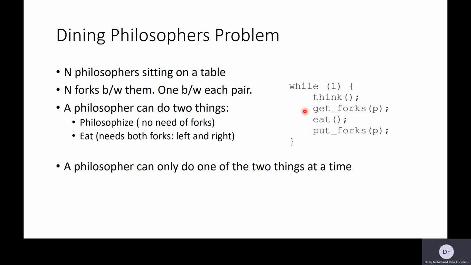No other philosopher was using them. Only then can we acquire them and this function can return. Otherwise, if the fork was busy, either left or right, then this function should block and return only after it has acquired both the forks.